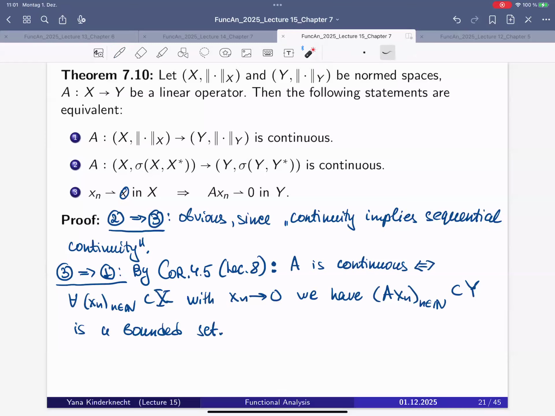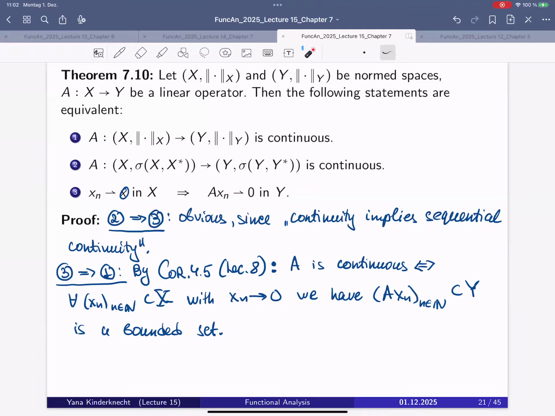So it was a corollary from some statements. We have A as a mapping between two normed spaces, and the mapping A is continuous as a mapping between two norm spaces if and only if A maps any convergent sequence to a bounded sequence. And of course, it is enough to check only sequences which converge to 0 due to linearity of A. So this is what we want to have.